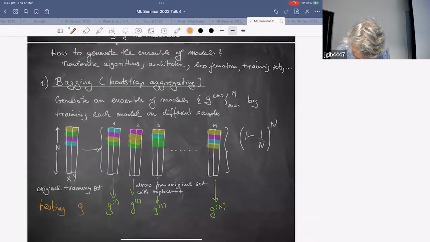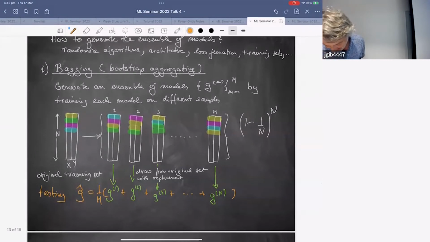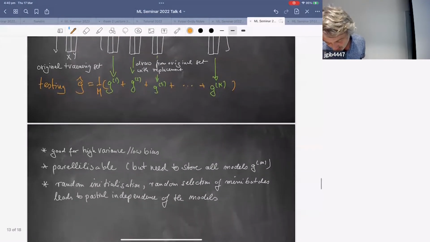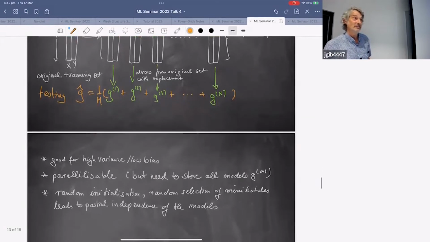Okay. Now, if we do the testing, we want to create this G hat, which is just the sum of them, and then average. Okay, and that is how you do this bagging. Okay, and so this is good for high variance, low bias models. Right, we want a low bias because we want that G bar, our average, to be a good estimate.